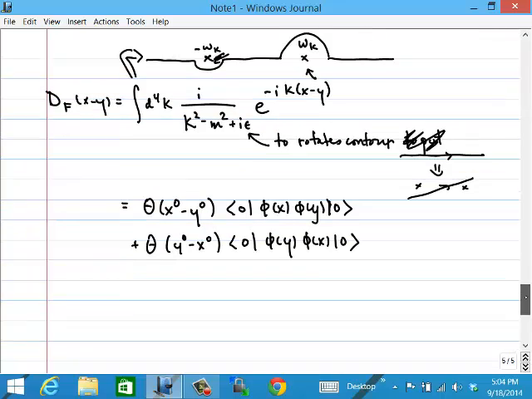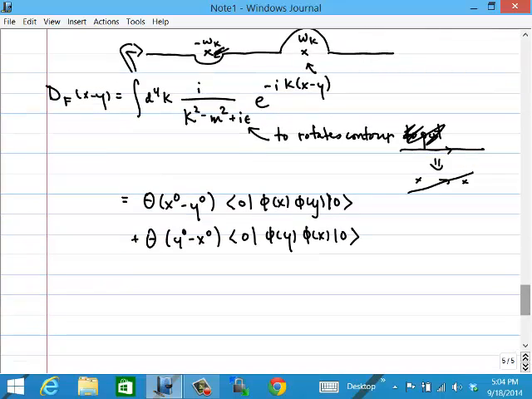Okay. So what's going on with all of these thetas here? What's going on is that all we're doing is calculating the 2-point function of phi of x and phi of y, and we're putting in by hand the instruction that whichever operator happens later goes on the left. So we sometimes use a shorthand. We call this a time ordering of operators.